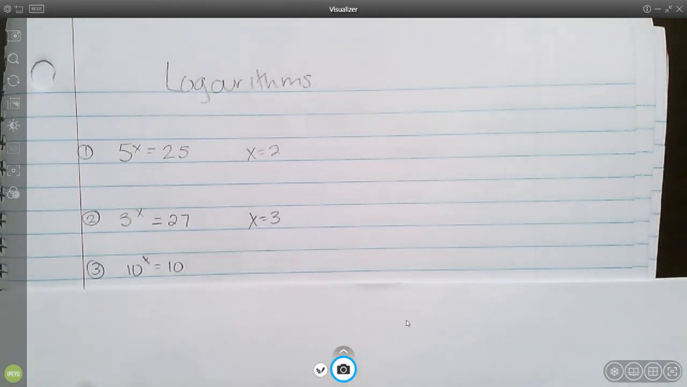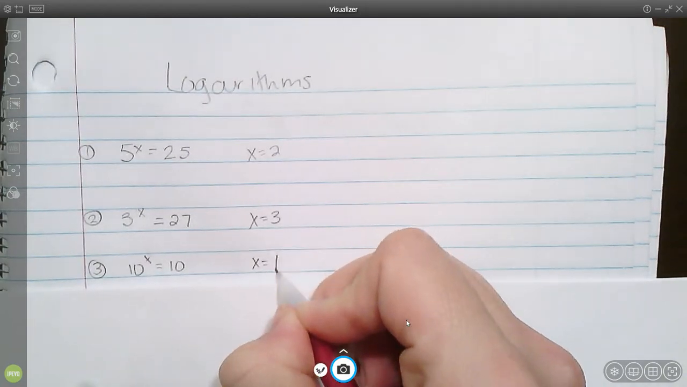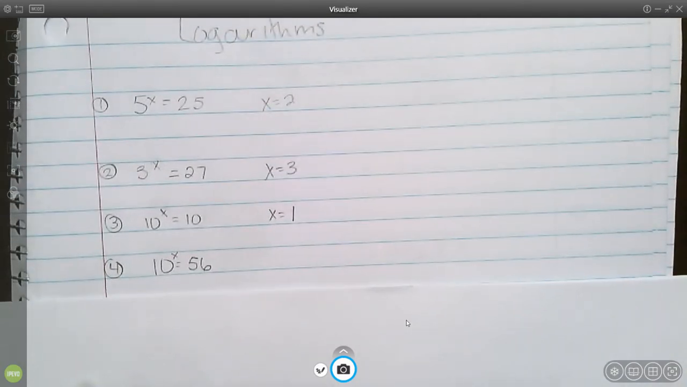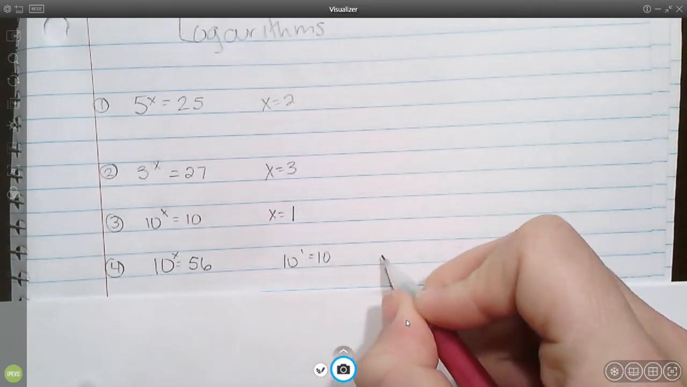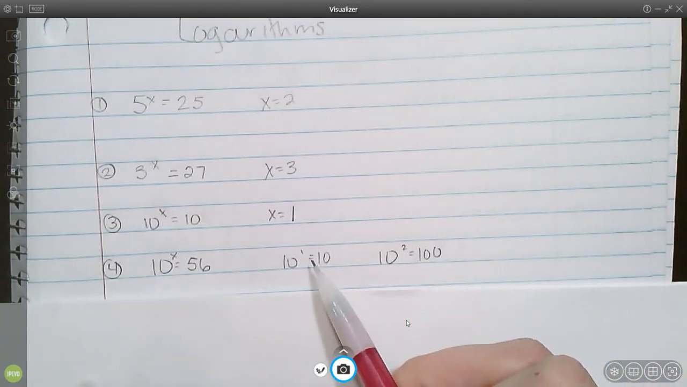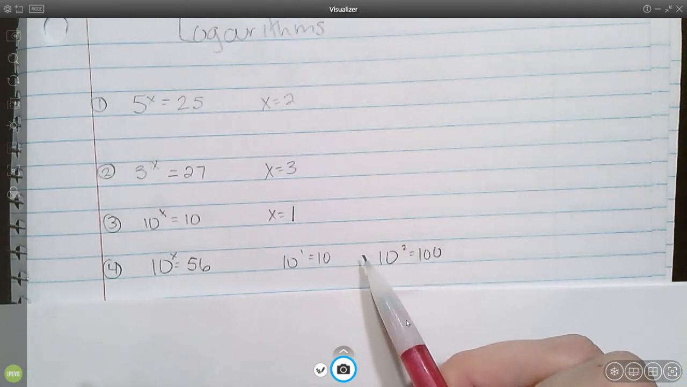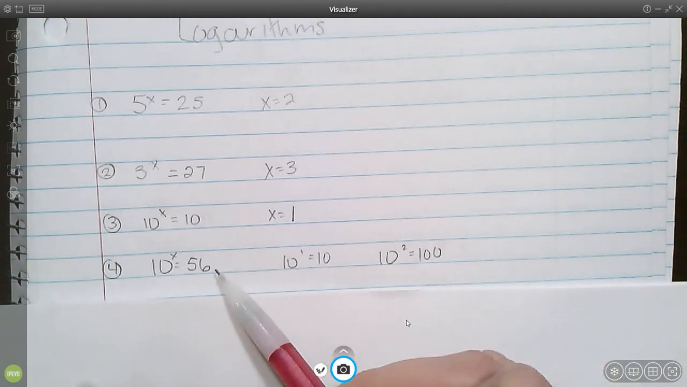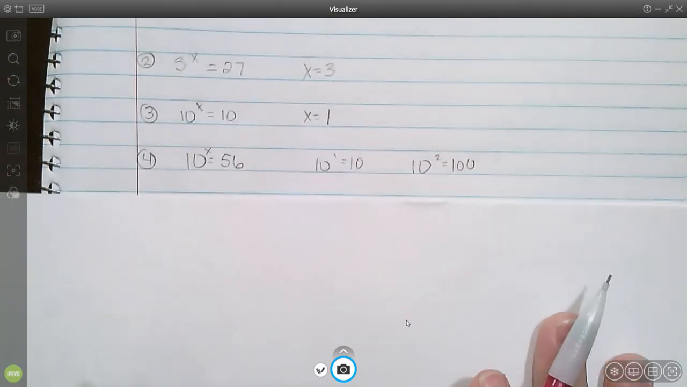Then we have 10 to the power of what gives you 10. Well, that'd be 10 to the first equals 10. Okay, what about this one? 10 to the power of x equals 56. Well, you know that 10 to the first is 10. 10 squared is 100. So we know that our answer is somewhere in between 1 and 2, but we don't know exactly where that's at. So to actually figure that out, you would have to get a calculator and actually guess and check what number would give you 56. So that is why logarithms are important.